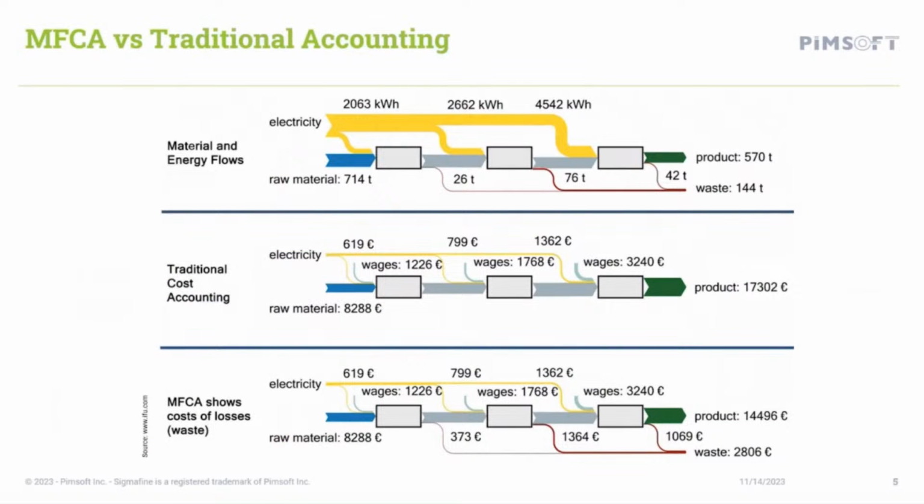But how does the MFCA methodology differ from traditional accounting? Well, whilst traditional accounting captures financial transactions and monetary values, MFCA captures data related to the physical flows of materials and energy, and is extended to consider the value of associated losses or waste.